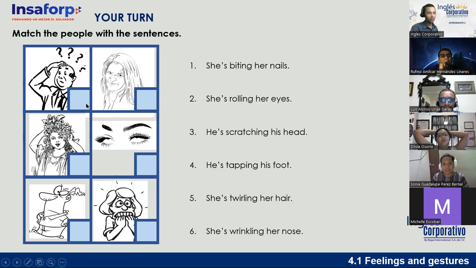Number three, says Michelle. Okay. And someone else participated right there. Luis also wanted to participate. Do you agree, Luis? Yes. I can see you. Okay. Yeah, that's right. That's number three. He's scratching his head. So when someone scratches his or her head, that means that person is probably confused. Maybe the person doesn't understand what's going on, okay? What about this one here, this little girl? What's she doing?